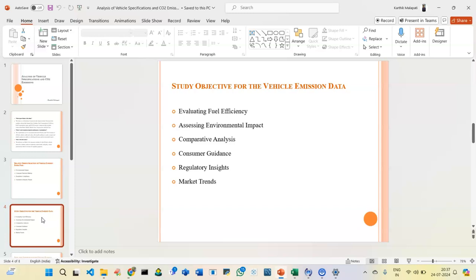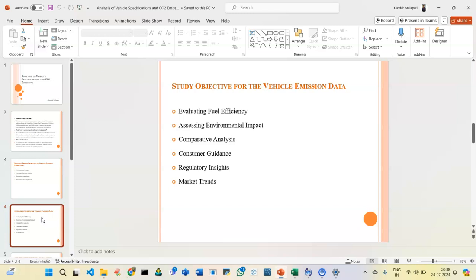The third one is comparative analysis. We compare the fuel consumption and CO2 emissions between different manufacturers and different vehicle types, like mid-size SUVs, to highlight the differences between their trends. Then consumer guidance: we can provide insights that help consumers make informed decisions on fuel efficiency and emission levels, promoting the selection of greener vehicles.